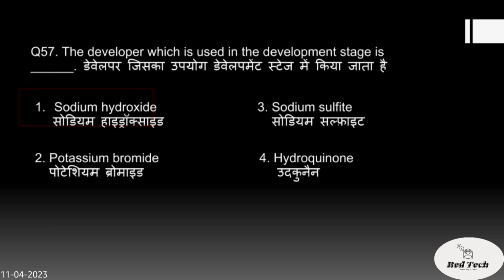Question number 57. The developer which is used in the development stage. So what material is used in the developer? Options are: option 1 is sodium hydroxide, option 2 is potassium bromide, option 3 is sodium sulfite, and option 4 is hydroquinone. We will discuss these in the darkroom section. So the right answer is, as you know, option number 4, hydroquinone. Hydroquinone is used as a developer in the development stage.